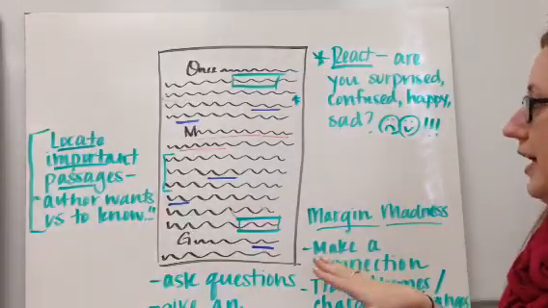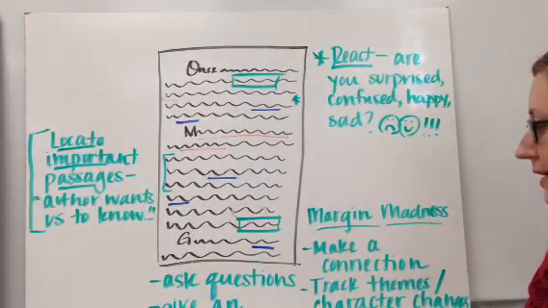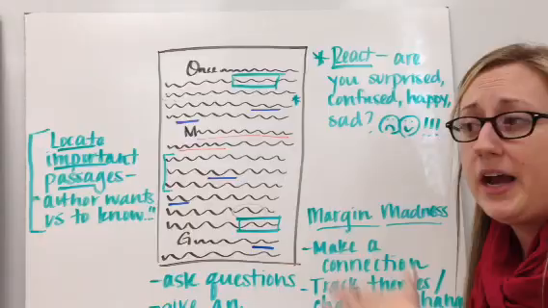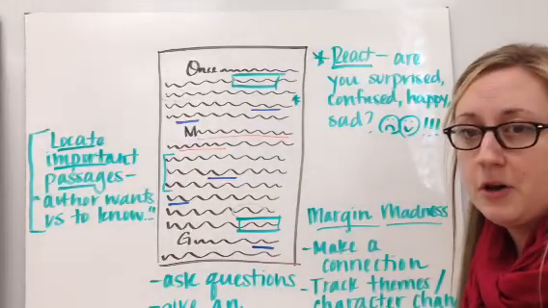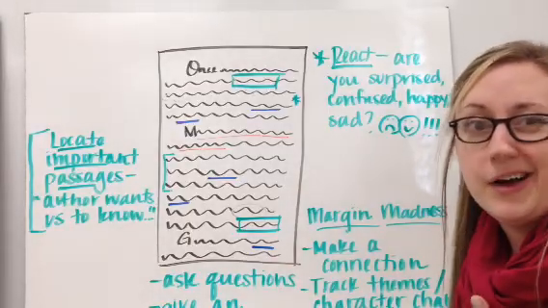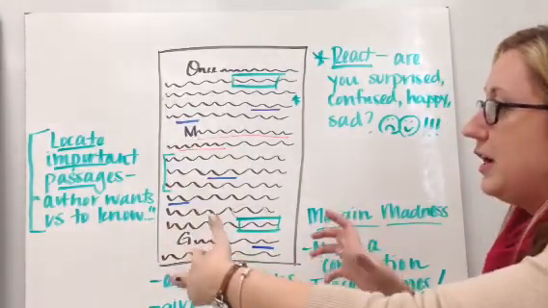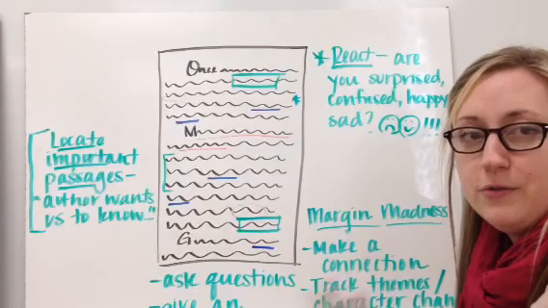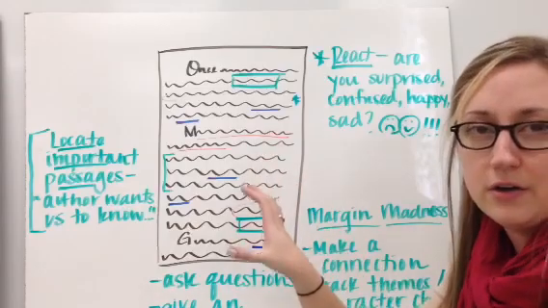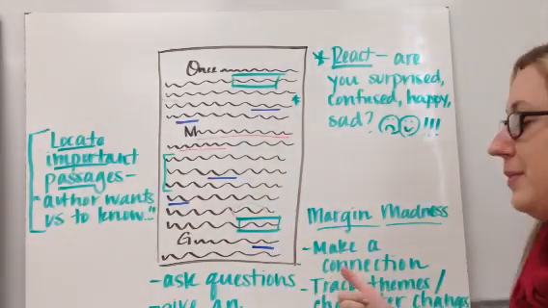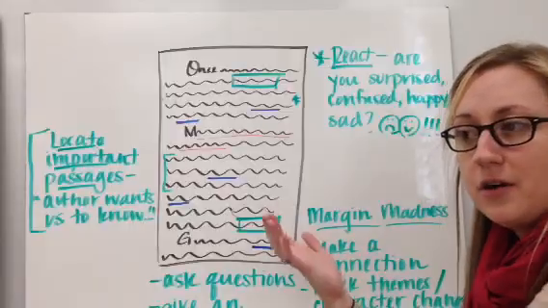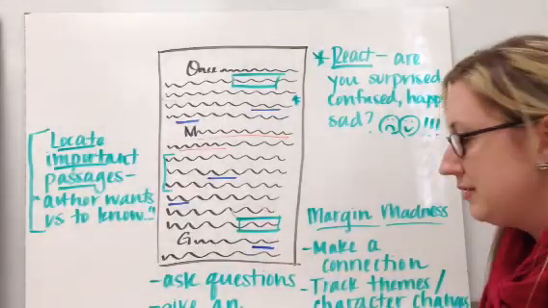And then over here, I just wrote margin madness, okay? I write all over the margins in my books that are mine, not the school's, but you can do it on Post-it notes, and really what you're doing is you're figuring out how you feel and how you think about whatever this author has said. Okay, so that might be making a connection. Something that the author said makes you think of something else.